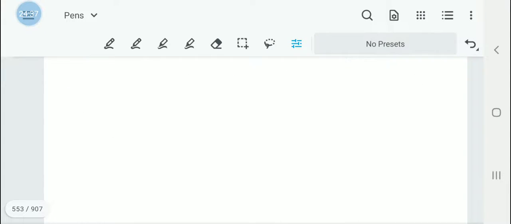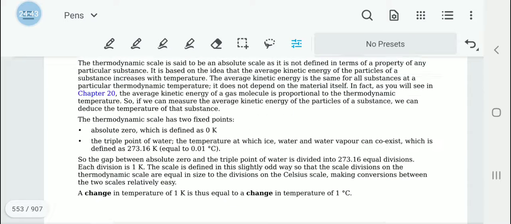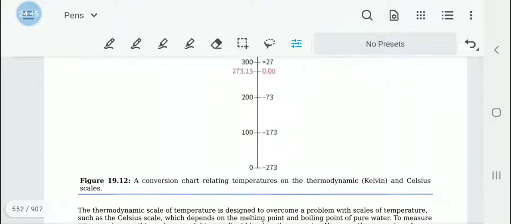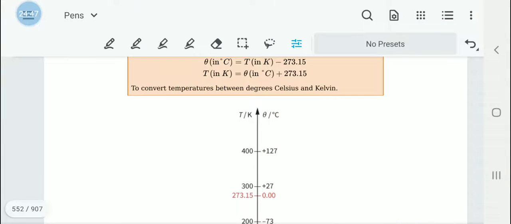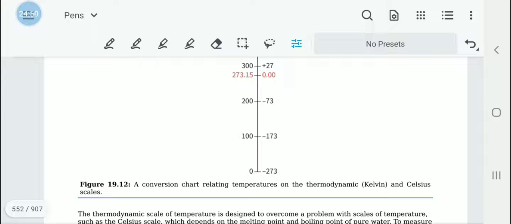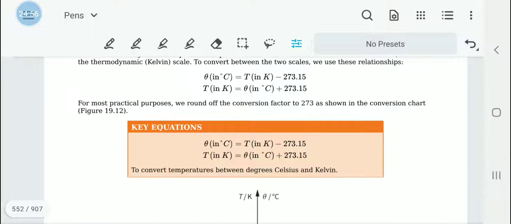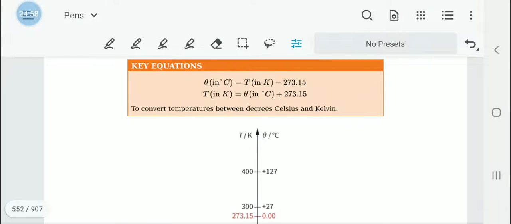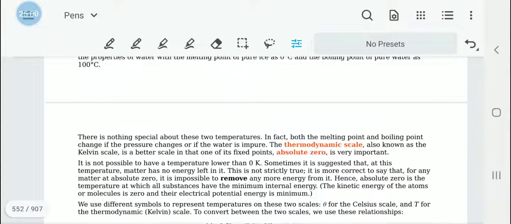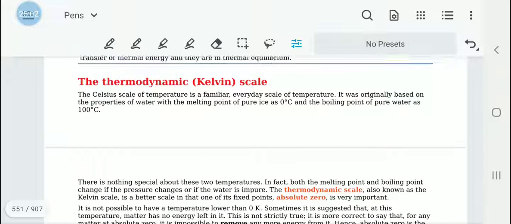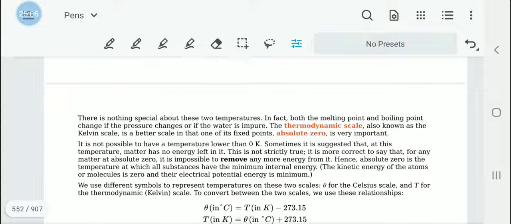Right, I hope you understood this. If you have any further questions, please ask. I would suggest that you draw this figure 19.12 as well, the conversion chart. That will help you to figure this out easily. Listen to this once, and if you have any doubts, listen again, and if you still have doubts, please ask me questions.